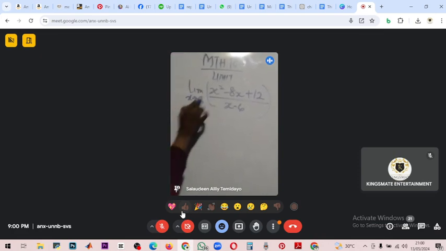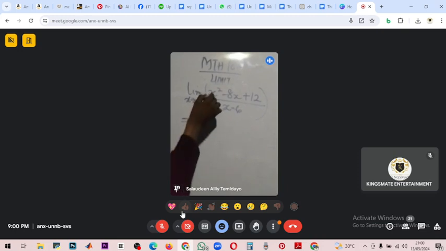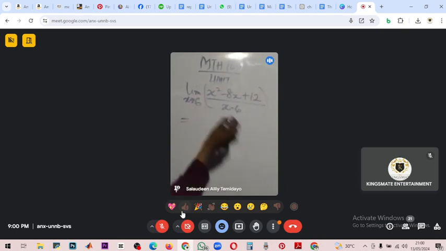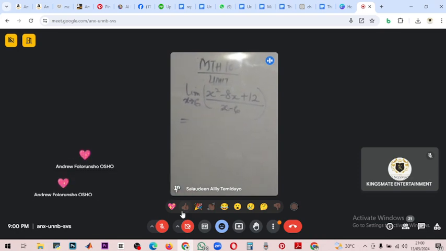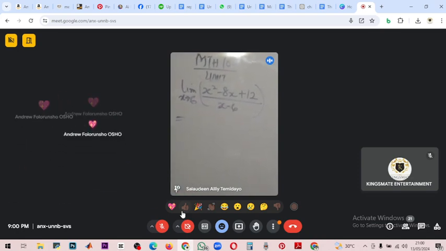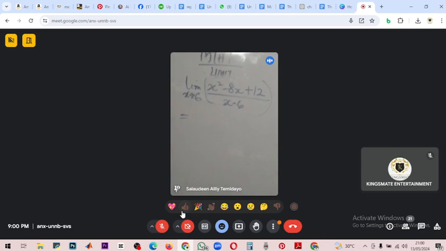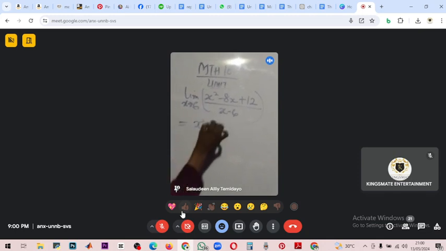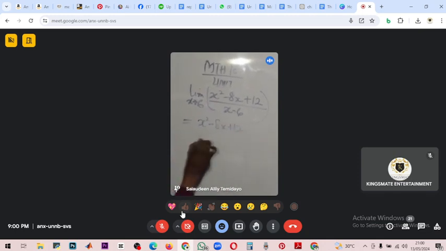We are taking the limit as x approaches 6. If I use the replacement theorem now, 6 squared minus 8 times 6 plus 12 over 6 minus 6, the denominator becomes 0, and that renders it undefined. We should not do something like that. So let's move well by using the factor theorem first. Let's factorize x squared minus 8x plus 12.